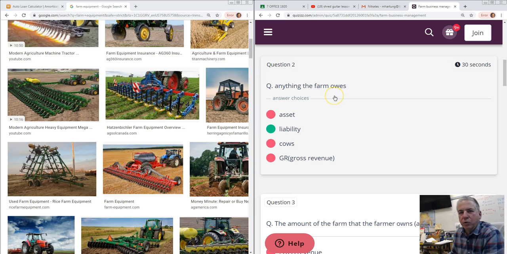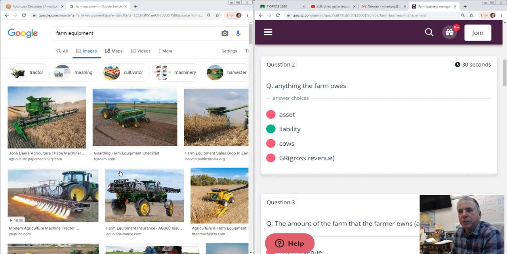Anything the farm owes. So when you owe money to somebody, that's known as a liability. Let's say you borrow money to buy a car, or you borrow money to buy one of these tractors. If you have a loan and you have to pay that loan back, that is a liability. If you borrow money from a friend of yours to buy a bag of hot Cheetos and you got to pay them back, that's a loan. That's a liability until such time that you actually pay that back.